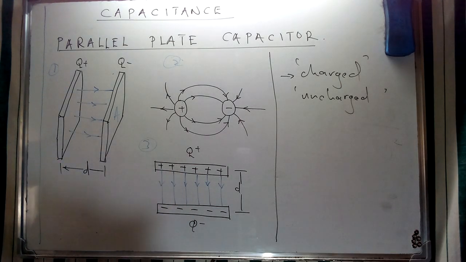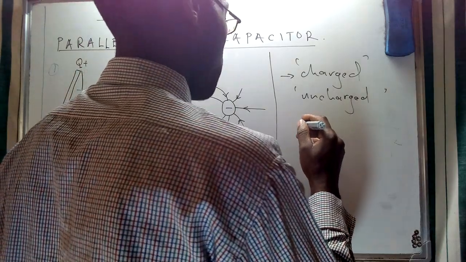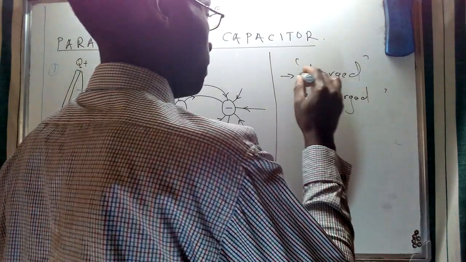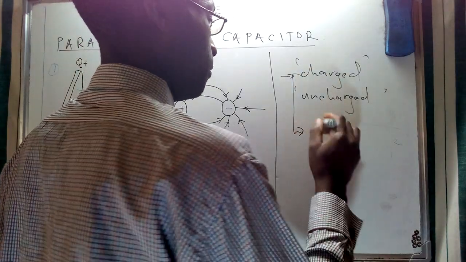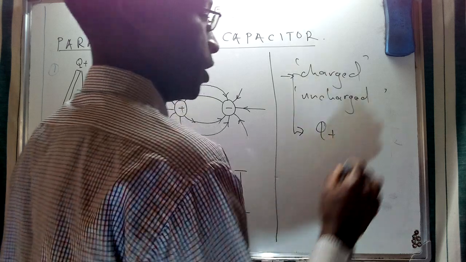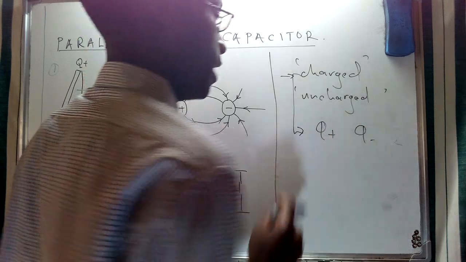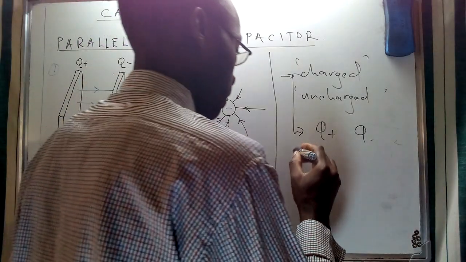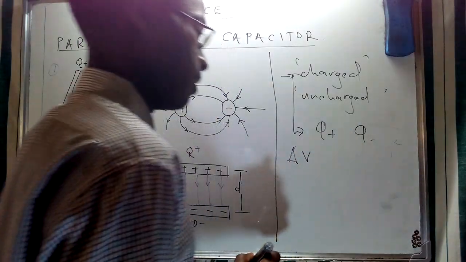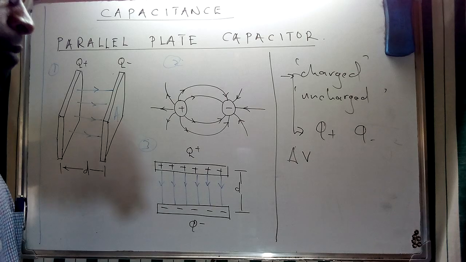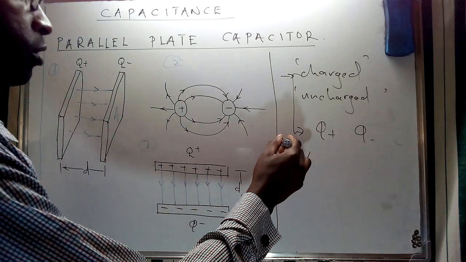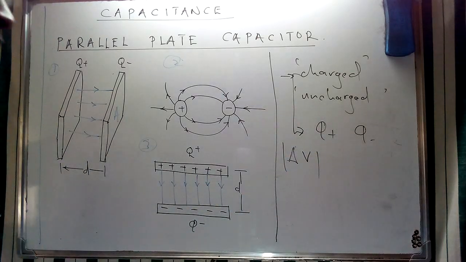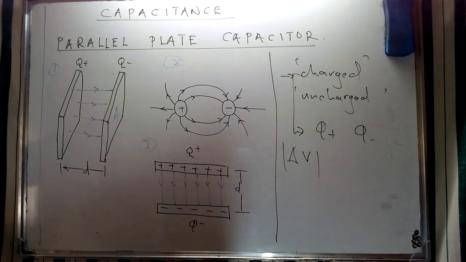Now, there's a relationship that has been developed whereby, for a charged capacitor, the positive plate is going to have a higher potential compared to the negative plate. That creates what we call a potential difference between the charged plates, which we have given as delta V. This delta V is usually treated as an absolute value, which is the magnitude of the electrical potential difference between the plates.